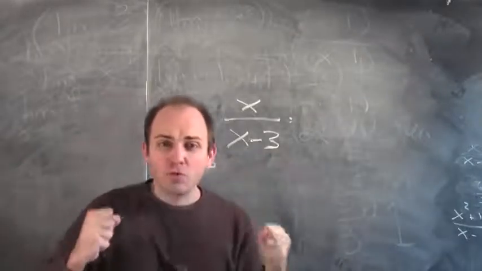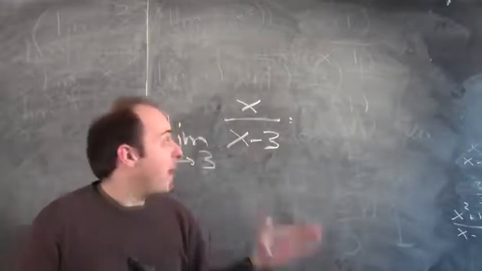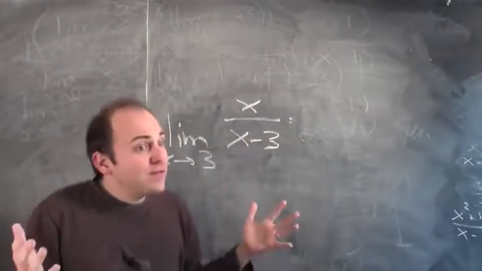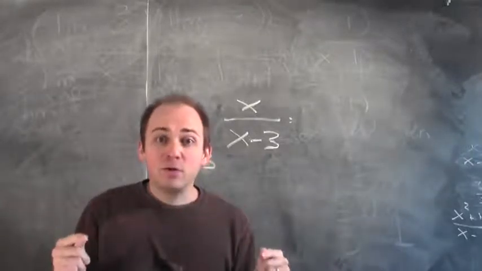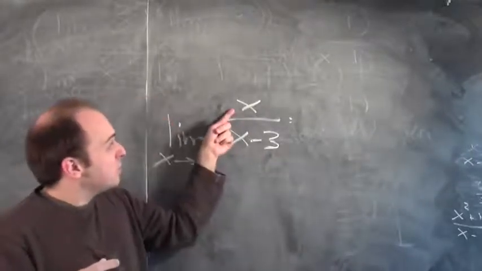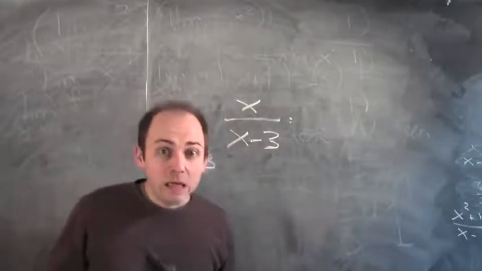But what really goes wrong? I mean, yeah, I can't divide by 0. Fine, I'm not going to divide by 0. I'm just dividing by numbers close to 0. But what happens when I divide by numbers close to 0? A number close to 3 divided by a number close to 0, is that close to anything?